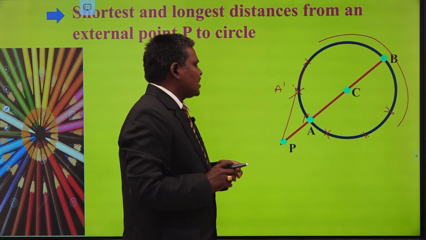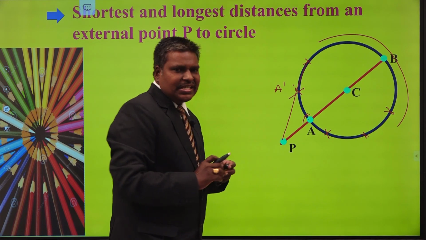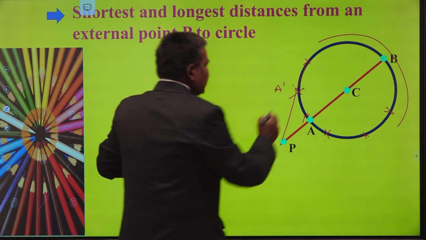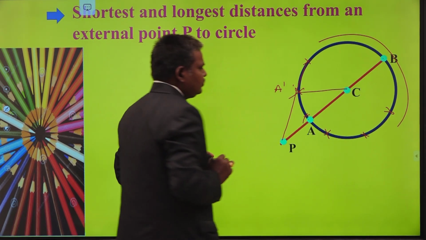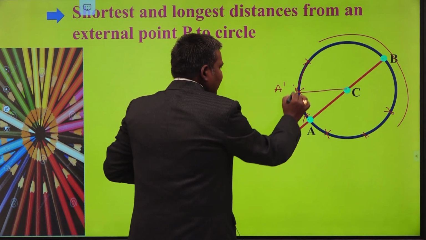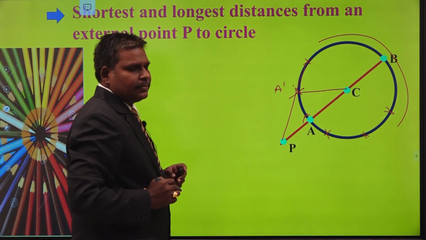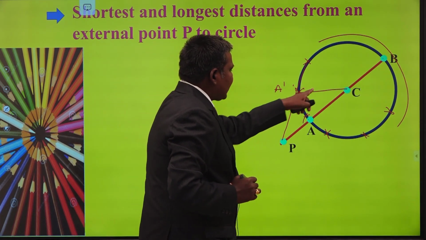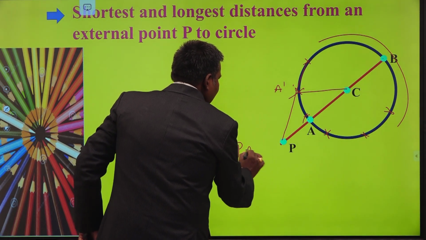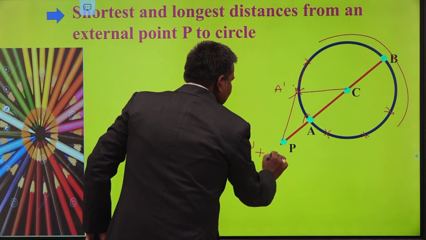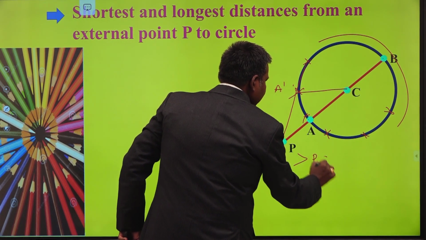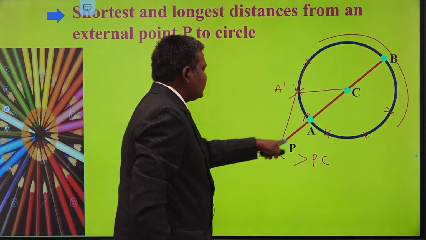A dash is the point. Suppose A is not the nearest point, A dash is the nearest point to P which is on the circle. Now I am going to join A dash to C. Is it a triangle or not? P A dash C is a triangle. Right? So the sum of two sides is more than the third side. What is PA dash plus A dash C? It is always greater than PC. These are the two sides of the triangle, this is the third side.